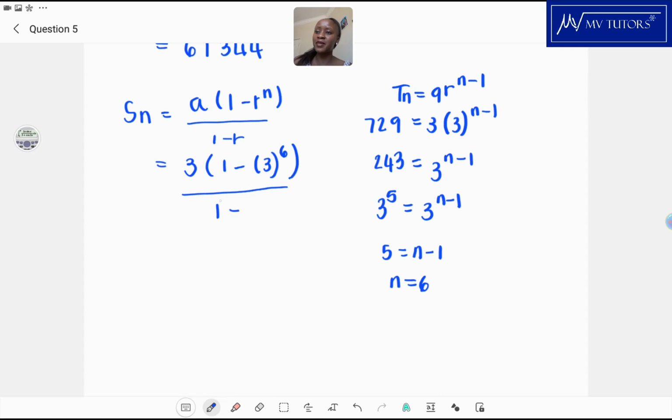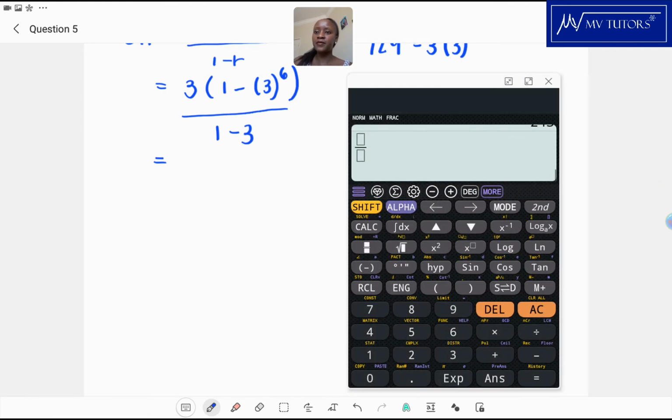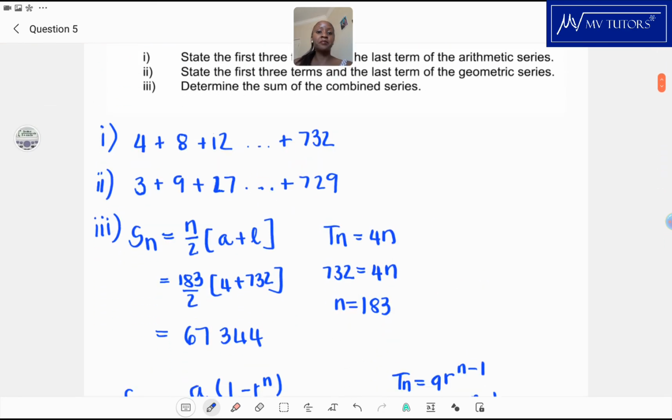And I have 1 minus 3. So I'm just going to plug all of that in the calculator. So we have 3 times 1 minus 3 to the power 6, and then you have negative 2 at the bottom. So ultimately my answer is 1092. Yeah, but they wanted the sum of the whole series, the combined series.